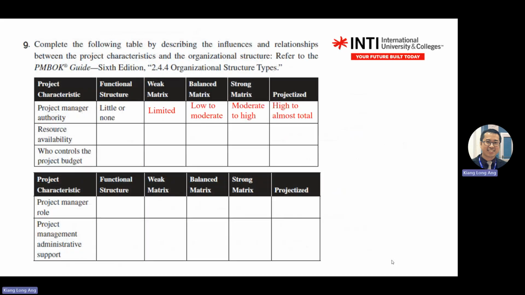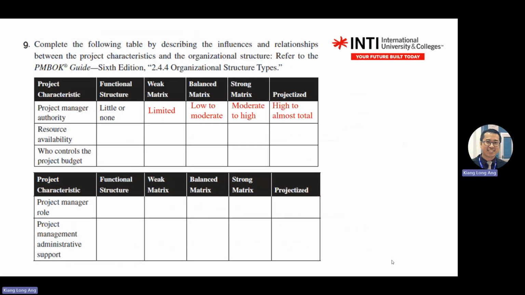There are a few degrees, from none, little, to high, or almost total. For example, authority: functional structure, none or little. Projectized is high to total. Then balanced is low to moderate, or moderate. Weak matrix is limited or low. Strong matrix is moderate to high. So you have four ranges here.